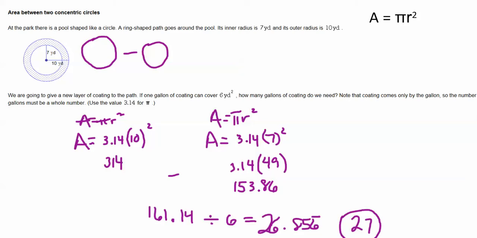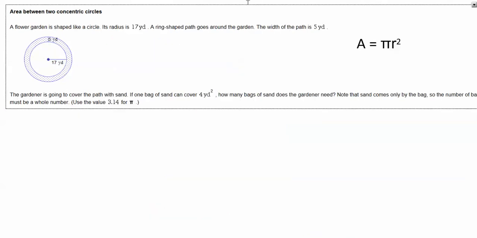Okay, let's take a look at another one. We're still going to use our shapes plan, all right? So a flower garden is shaped like a circle. It has a radius of 17 yards. A ring-shaped path goes around the garden, and its width is 5 yards. The gardener is going to cover the path with sand. If 1 bag of sand can cover 4 yards, how many bags of sand does the gardener need? Note the sand only comes by the bag, so the number of bags must be a whole number. Use 3.14 for pi.